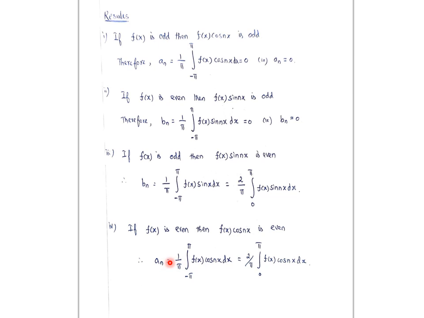So, for finding the coefficients an, first if f of x is an odd function, an will become 0. In finding the coefficient an, if f of x is an even function, it will become 2 by pi integral 0 to pi f of x cos nx dx. Similarly, in finding the coefficients bn, if f of x is even, then bn will become 0. Then if f of x is odd, then it will be reduced as 2 by pi integral 0 to pi f of x sin nx dx. By using these four results, we can solve the problems easily as follows.